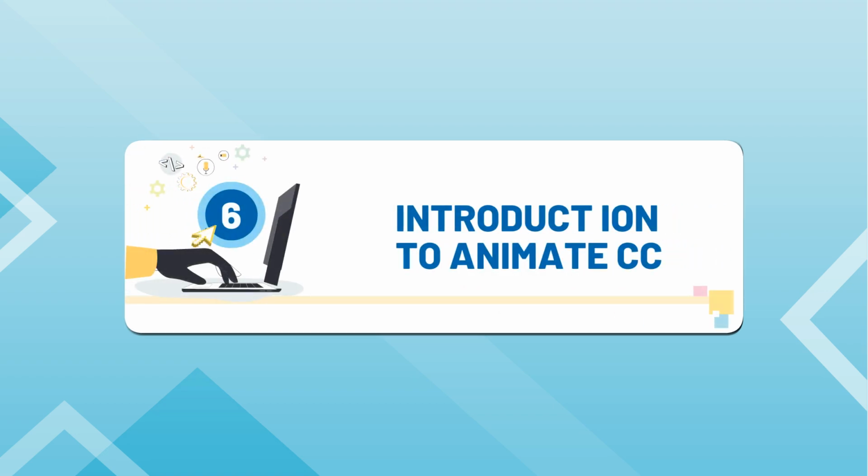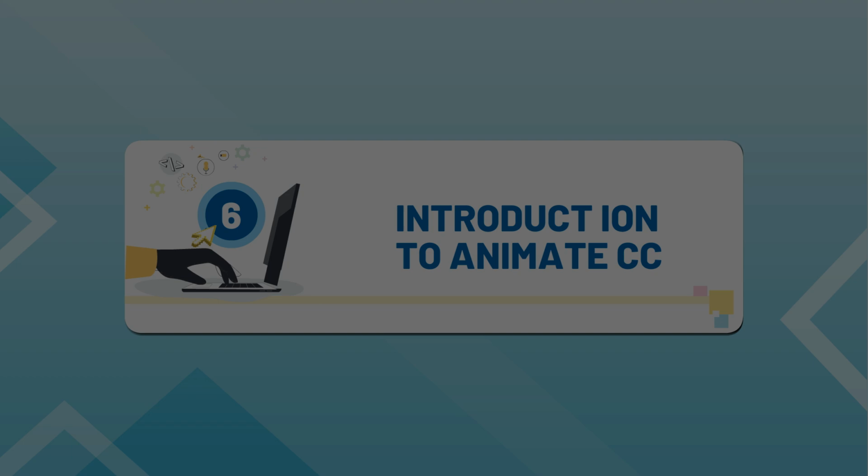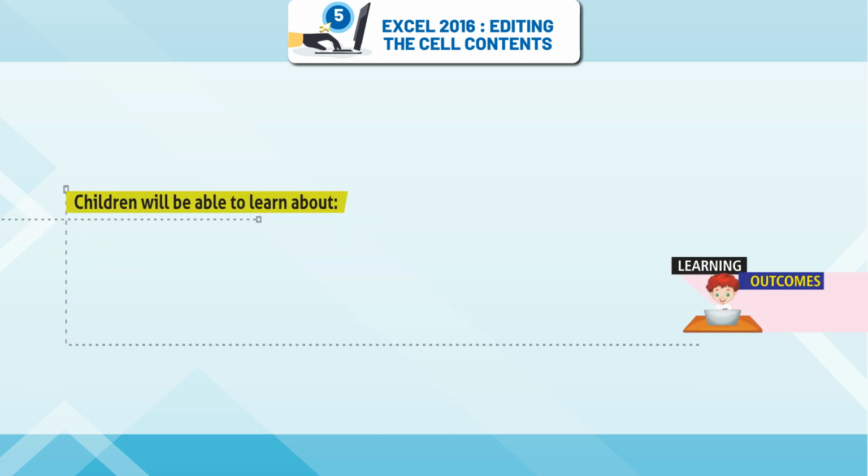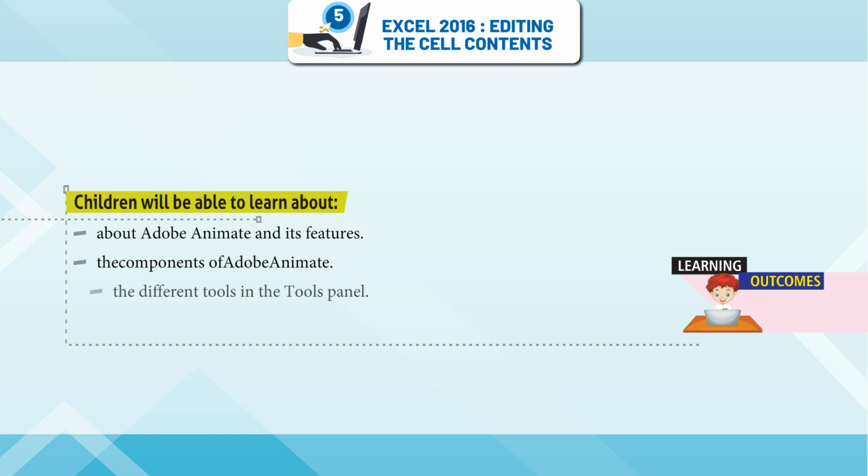Chapter 6 Introduction to Animate CC. Concept Note: Animation is a way of making pictures, objects, or characters come to life and move as if they were real. It is like a magic trick that makes things that are usually still or inanimate move and tell a story. Learning outcomes: Children will be able to know about Adobe Animate and its features, the components of Adobe Animate, the different tools in the Tools panel.